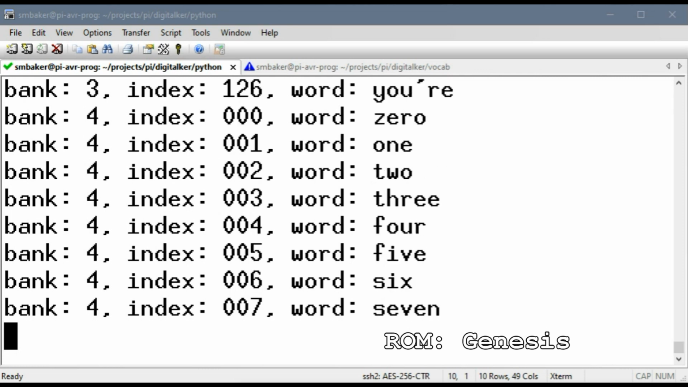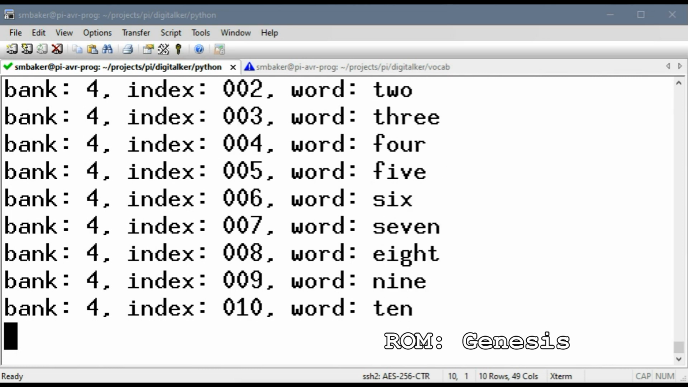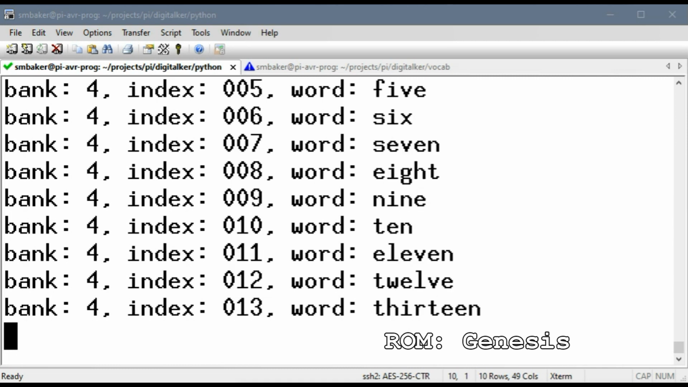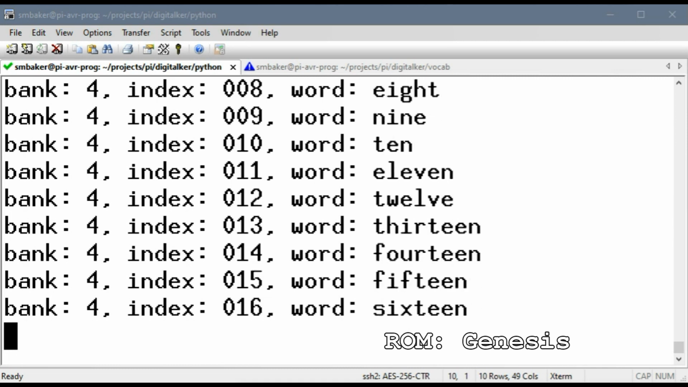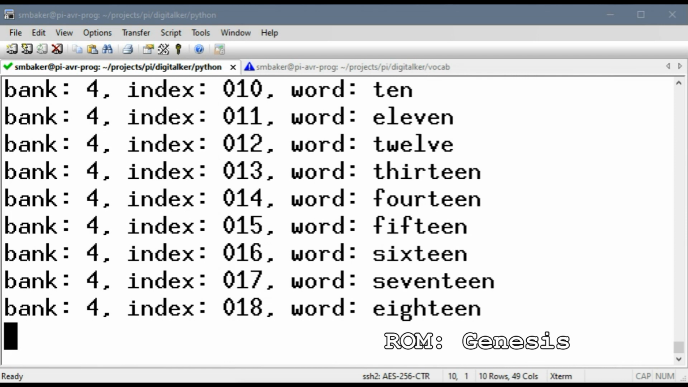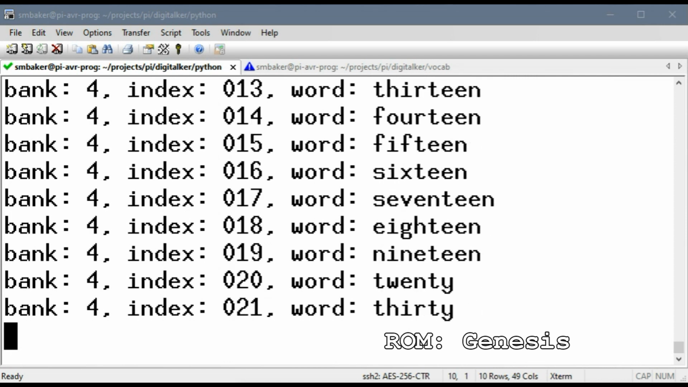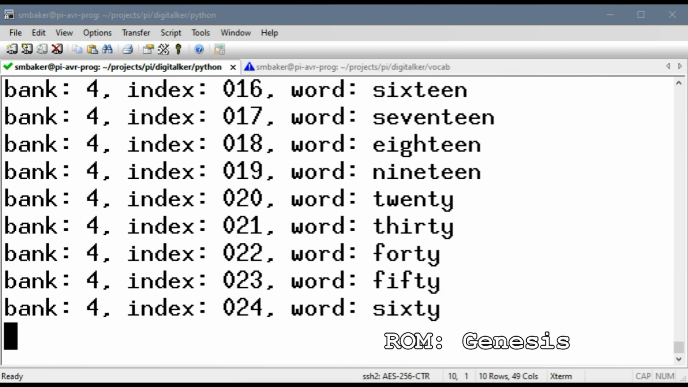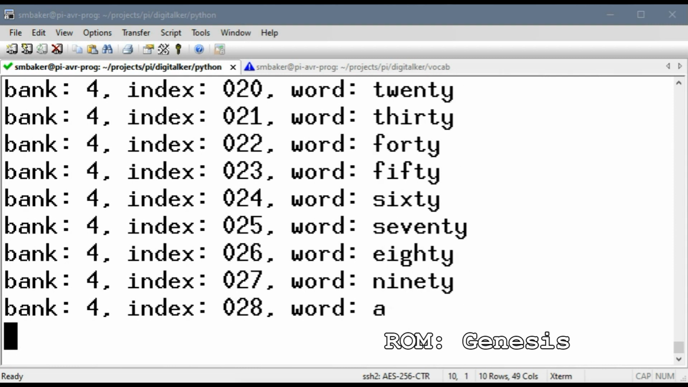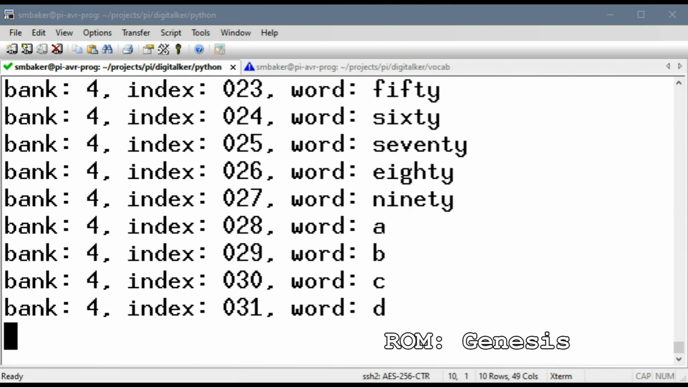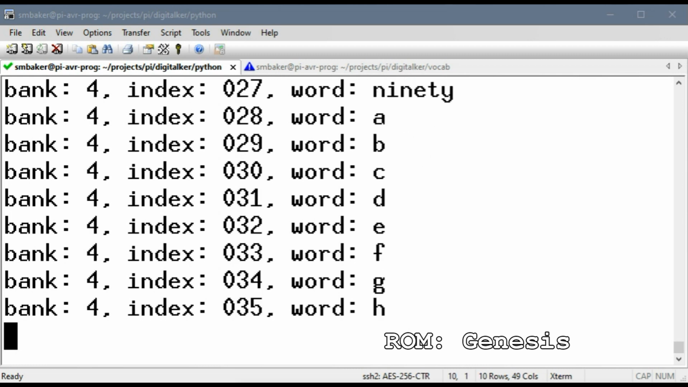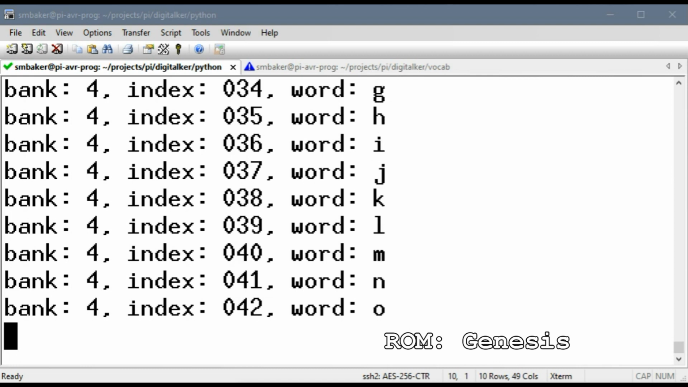5 through 20, 30, 40, 50, 60, 70, 80, 90, A, B, C, D, E, F, G, H, I, J, K, L, M, N, O, P, Q, R, S, T, U, V, W, X, Y, Z.